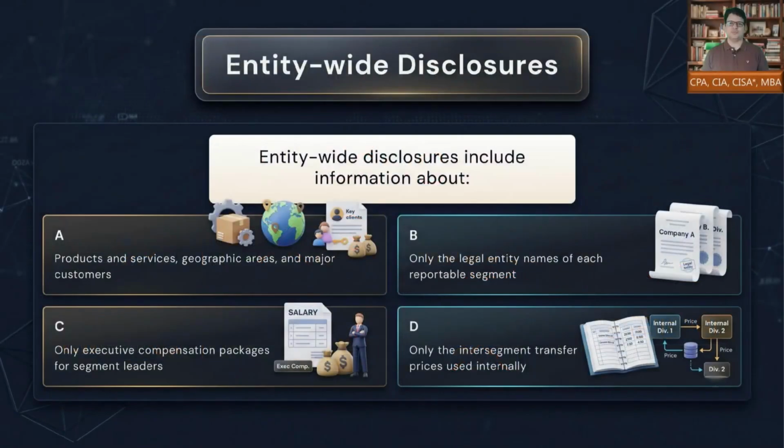For MCQ 2, identify the three entity-wide disclosure categories. These disclosures apply across the entire entity, even when the entity has only one reportable segment. The categories are products and services, geographic areas, and major customers. This question is testing whether you confuse entity-wide disclosure with legal entity names, executive compensation, or transfer pricing policies. Those may be relevant in other contexts, but they are not the three ASC 280 entity-wide categories.